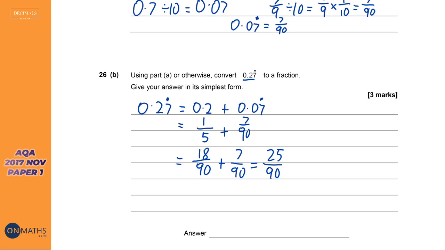Now, it does say in its simplest form, so we do need to cancel this down. So 5 goes into both of those. So it'd be 5 over 18, and 5 doesn't go into 18, and 5 is a prime number, so it's just going to stay at that. So it's going to be 5 over 18.